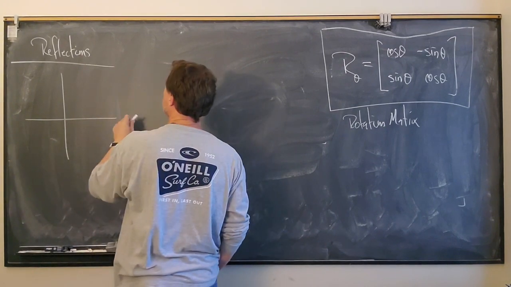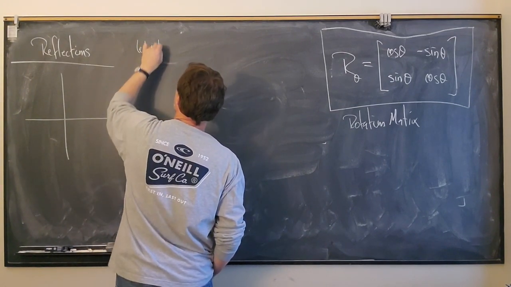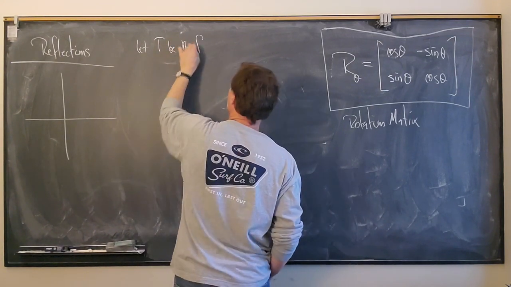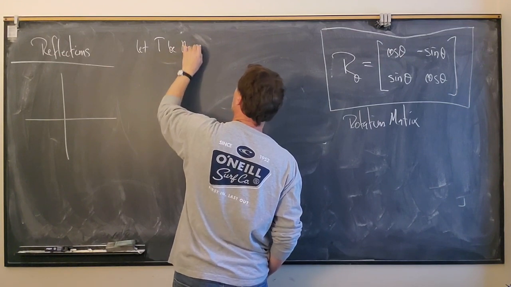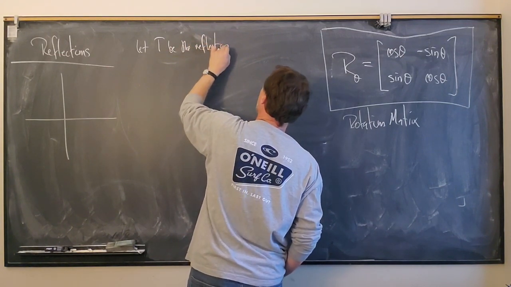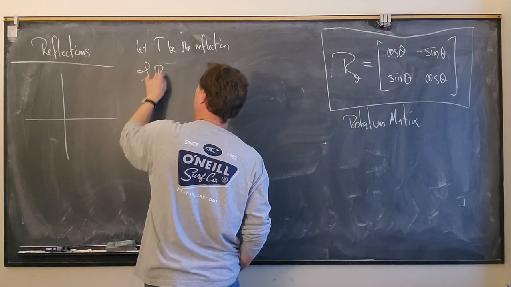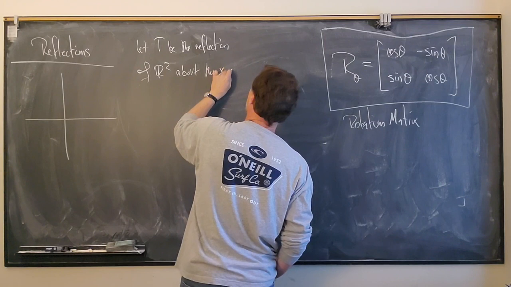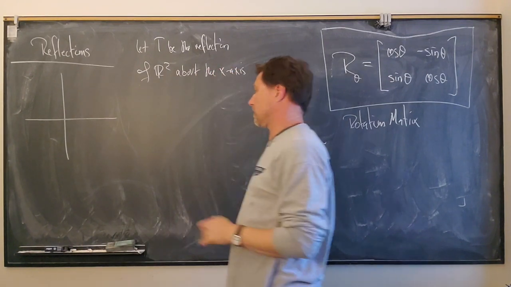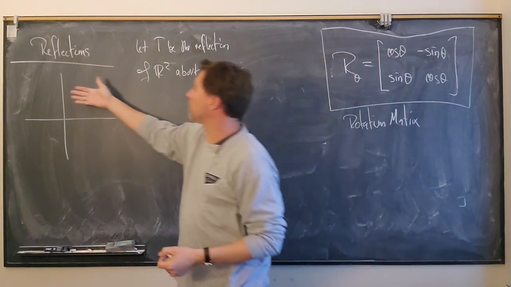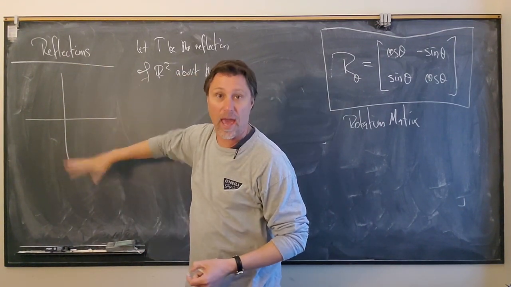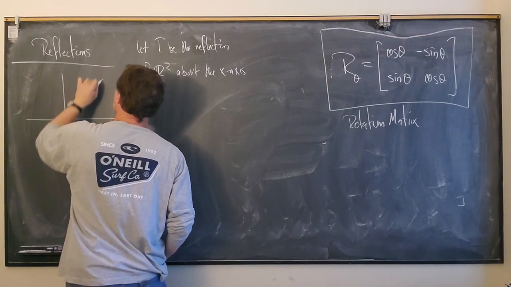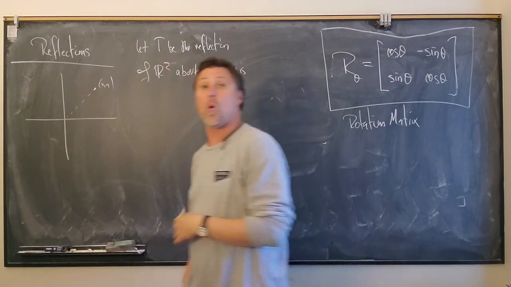So let T be the reflection of the plane R2 about the x-axis. So what does that do? It takes the plane and it takes every single point and flips it about the x-axis. So if you have a point here, x comma y, what happens to it?